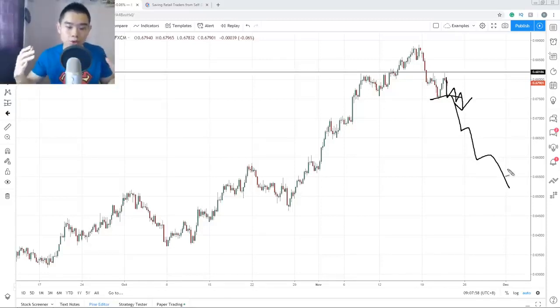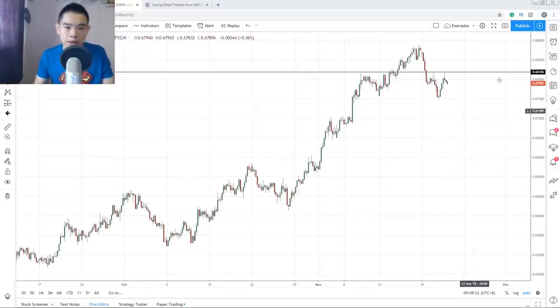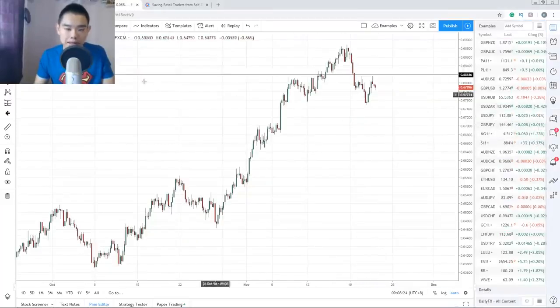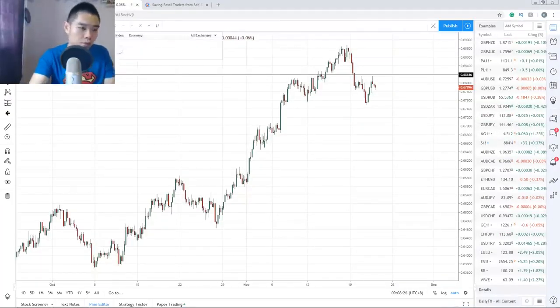Okay, so this is how you can actually use multiple time frames to give you a clue to whether the market is moving into a distribution stage or accumulation stage. Let me just give you one more example, because I think this is a little bit complex and some of you might miss what I'm trying to say.